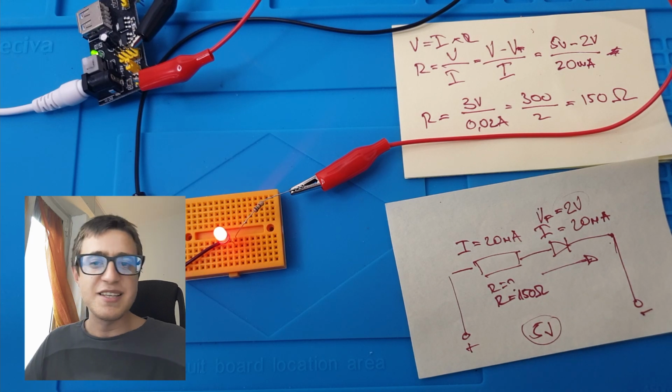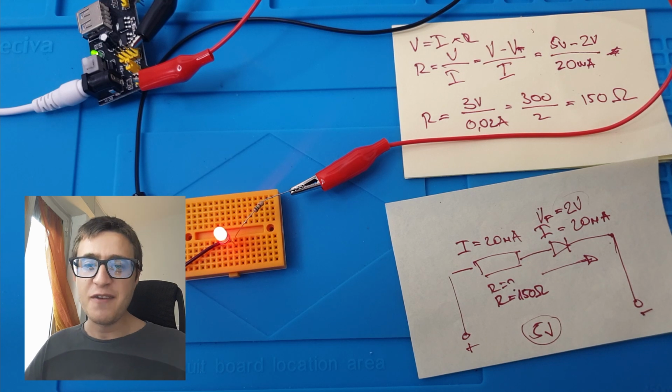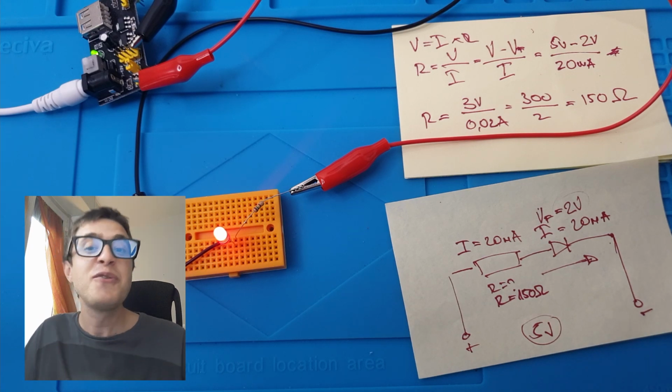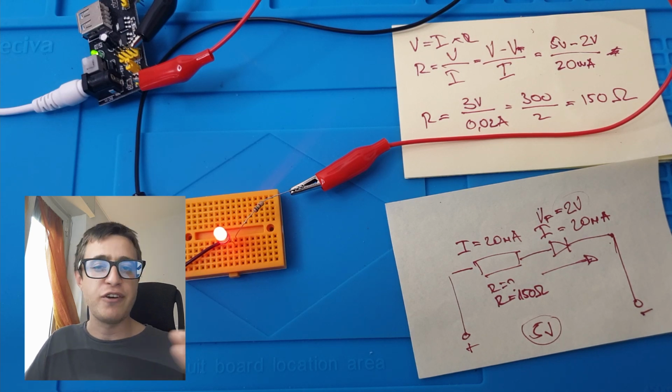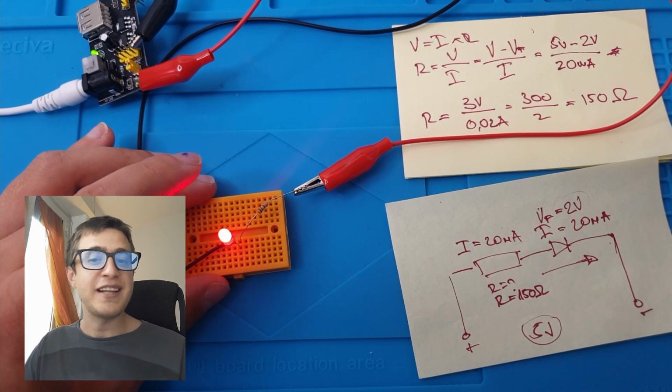Just by doing these simple calculations, or just by watching this video, you would know that from now on, if you have 5 volts and a standard red LED light, you would need to use a 150 ohm resistor. And with this you will prolong the life of the LED light, and it will work as intended.